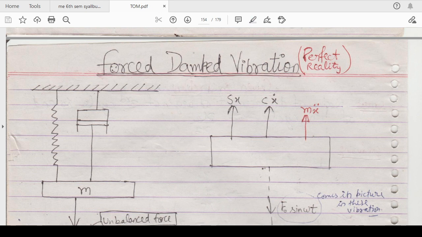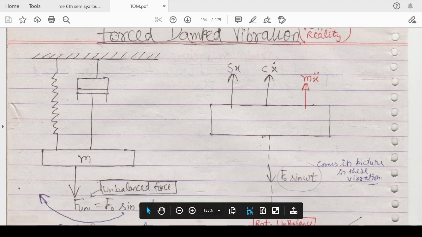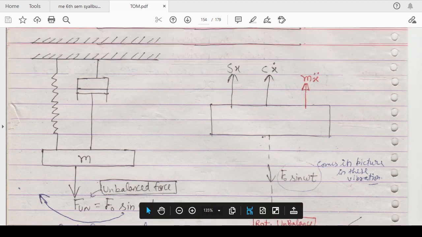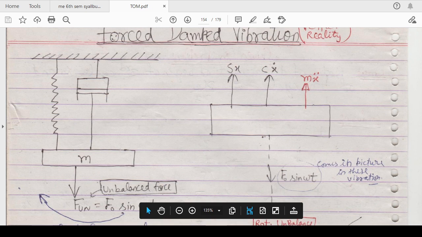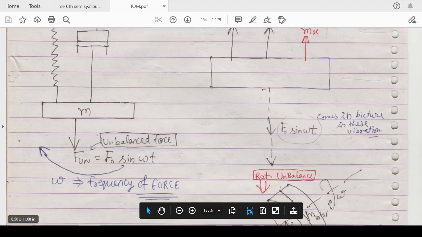As you know, forced damped vibrations are the perfect reality of any kind of vibrating system, because here you will observe that there will be some kind of unbalanced force. As you can see in the picture, this is your spring, this is your damper, and this is the mass, and at the mass you are applying some kind of unbalanced force, of magnitude F0 sin omega t, where omega is the frequency of the force. So this is the F unbalance.